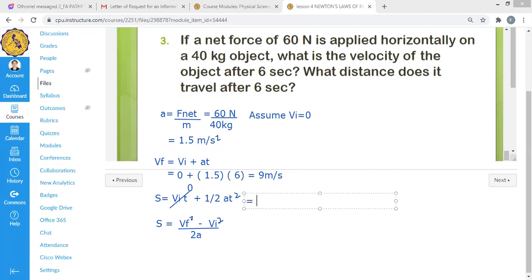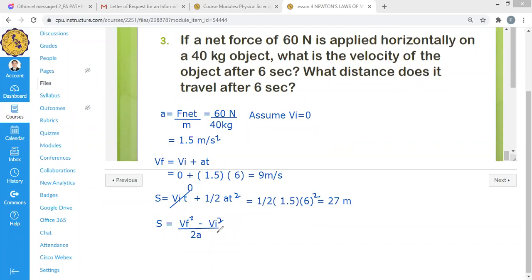So this is just equal to 1/2 of A, which is 1.5, and then we multiply it with 6 squared. Okay, then what's our answer there? So again, 6 being squared, 27. 27 meters. Since we have an MKS unit there, don't forget that this must be a squared value.